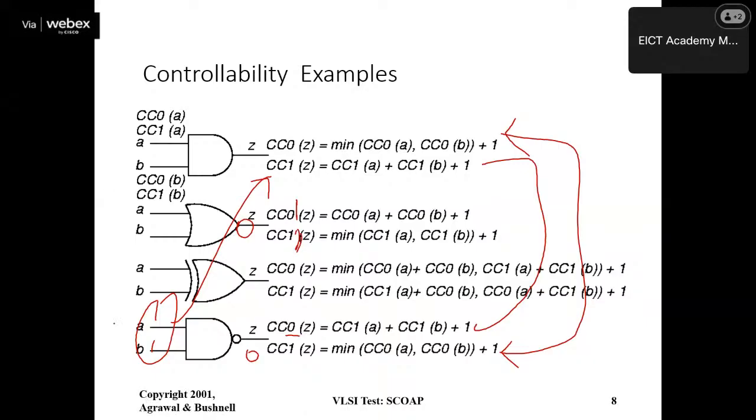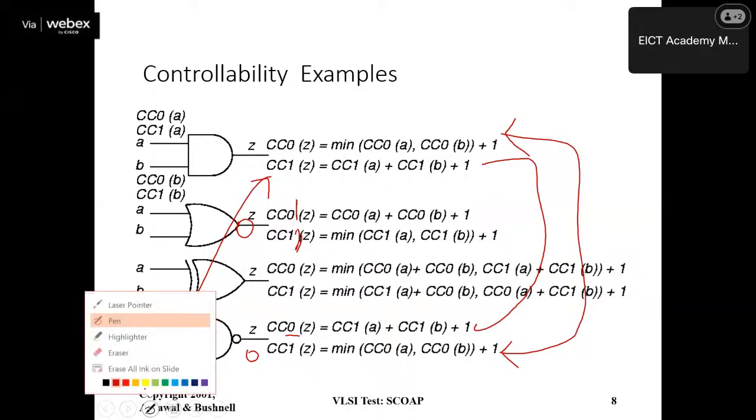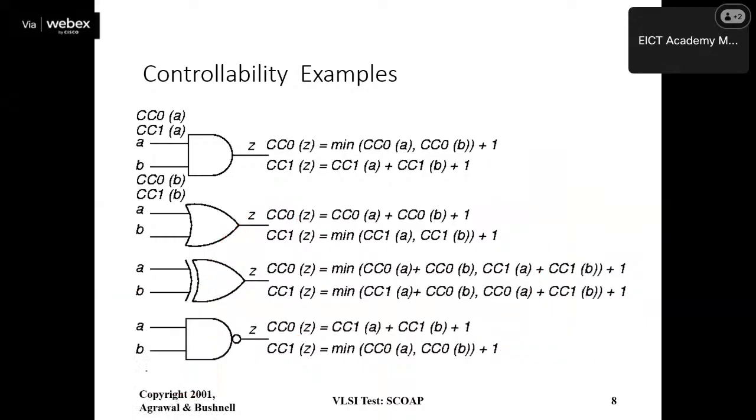For XOR gate, it is worthy to understand, so I can revise it again. CC0, 0 means when I can have 0. So there are 2 combinations. I can have CC0 for XOR gate if I have 0, 0 or 1, 1. So either I can have this combination or I can have this combination. For this combination, A is expected to be 0 plus B is expected to be 0. So CC0 of A plus CC0 of B, comma, other combination is 1, 1.